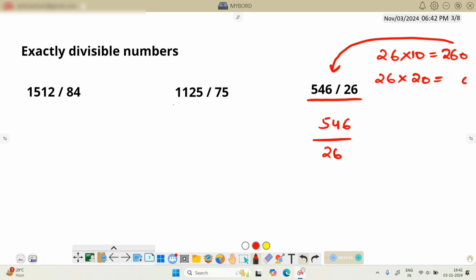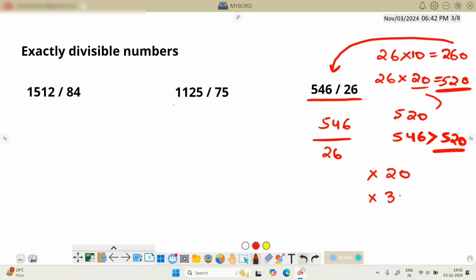If you check with 20, 6 2s are 12, 2 2s are 4. Here you are getting 520. Okay, so if you multiply with 20, you are getting the answer 520. See, again 546 is the bigger number if you compare with 520. That means your answer should be in the range of into 20 and into 30. Because here if you multiply with 20 you are getting 520, that means your answer is greater than the multiple of 20, and it is less than the multiple of 30 here.